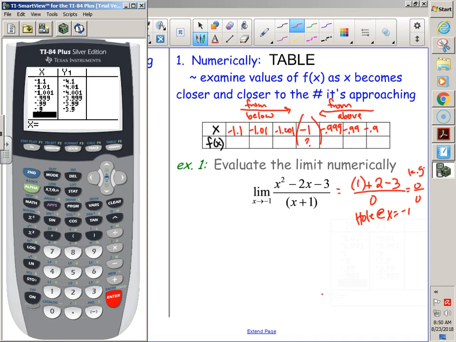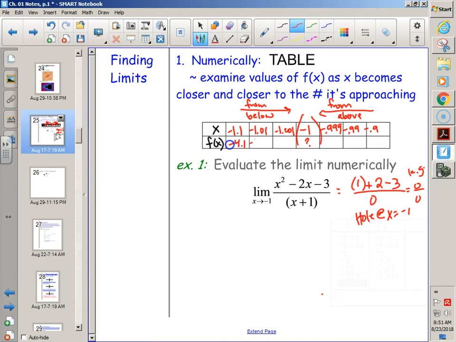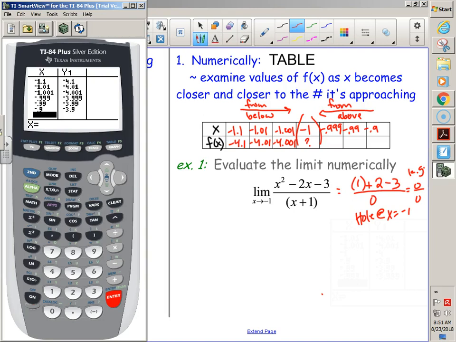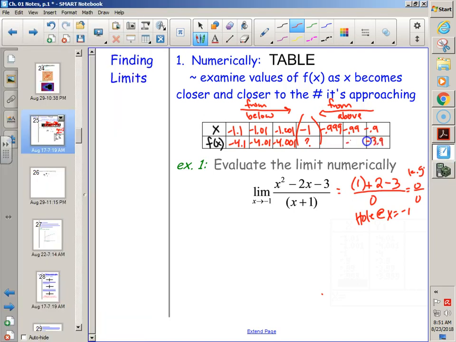So as we fill in our table, we have -4.1, -4.01, -4.001, I think, double checking. Then we have -3.9, -3.99, and -3.999. My graph does not exist at -1. Something is missing, but looking at the approach, can't we tell what's going on? This is approaching -4. What would happen if we were to factor and cancel out the x plus 1s and then plug in -1? You get -4. That's the algebraic way. But we're remembering how to do it with a table.